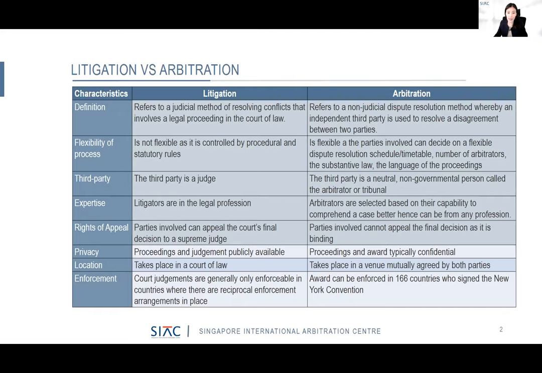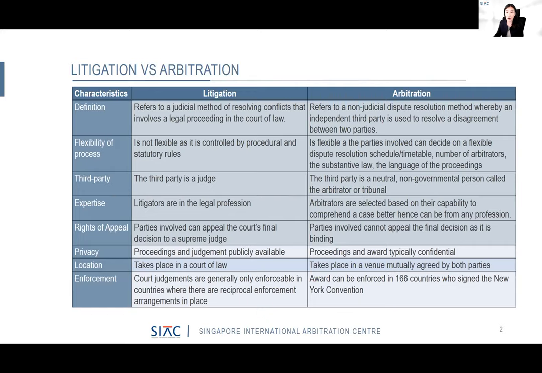SIAC has recognized the importance of this, and as I will discuss later, we have created a specialized panel of IP arbitrators. Arbitral awards are also final and binding on the parties, unlike court judgments, and not typically subject to appeal or review on the merits, which can be seen as an advantage for some because it saves time and costs.